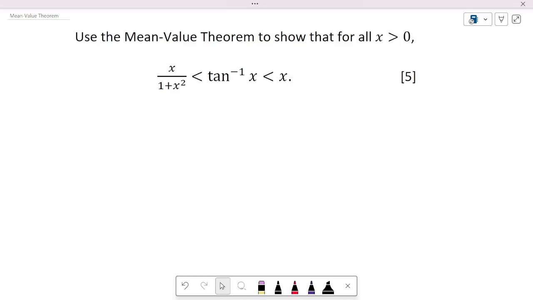In this video, I'm going to be going over the mean value theorem question, where we have to deal with some inequalities, including this one over here. So I'm not really going to read all of that yet. Let's actually look at the question.